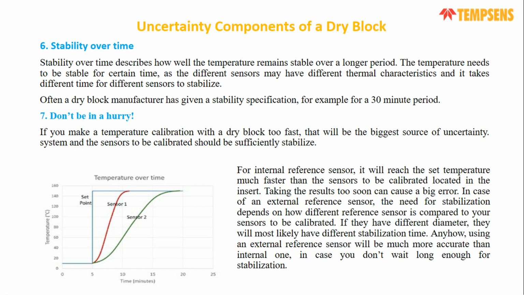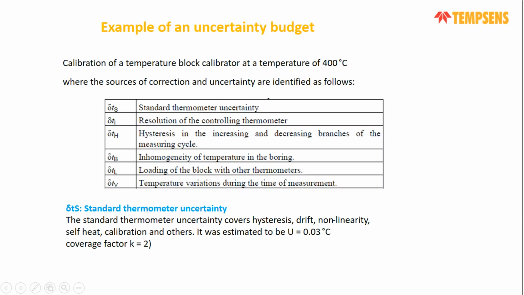So you have to give sufficient time for the calibrator, as well as for your master and test sensor, before you comment on any uncertainty for a particular test probe. So I'm giving an uncertainty budget example for a dry block temperature calibrator. Let's say you have a temperature calibrator operating at 400 degrees centigrade, and these are some parameters which contribute to the uncertainty. Let's say it is the standard thermometer uncertainty for your reference sensor. Another one is the resolution of the controlling thermometer, and hysteresis is also there. There are other uncertainty components for the dry block temperature calibrator.